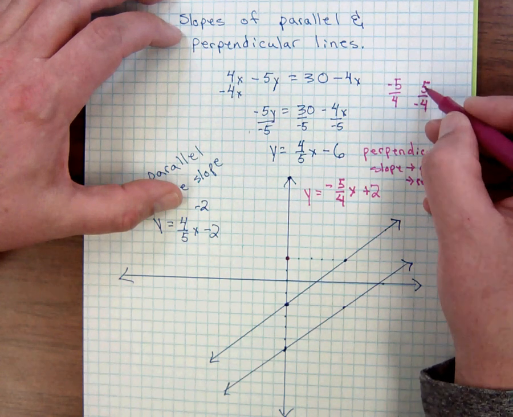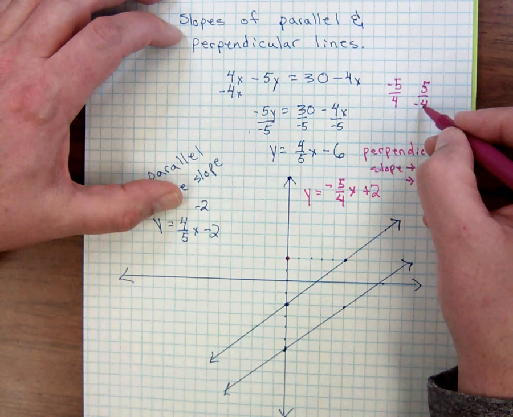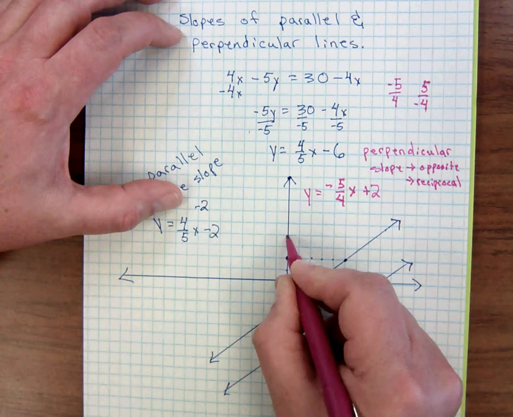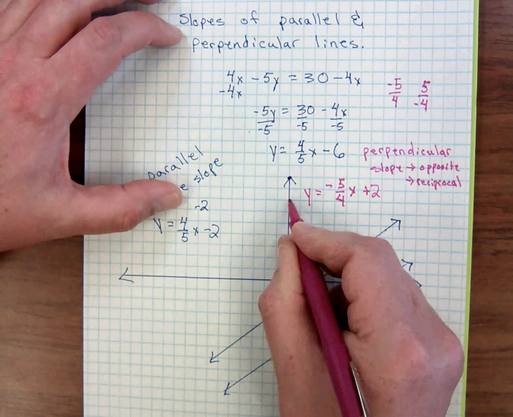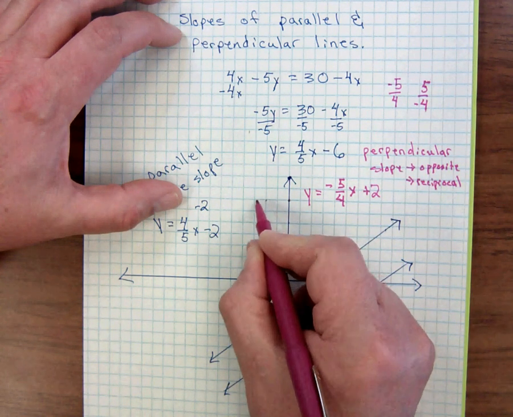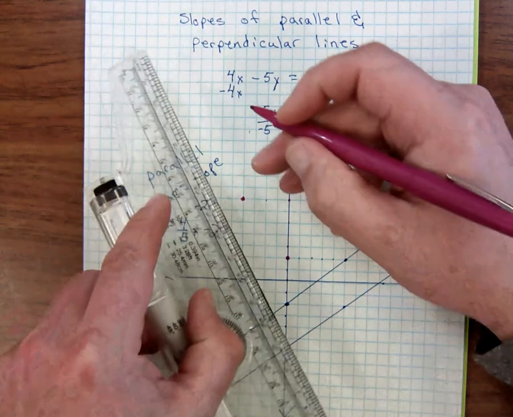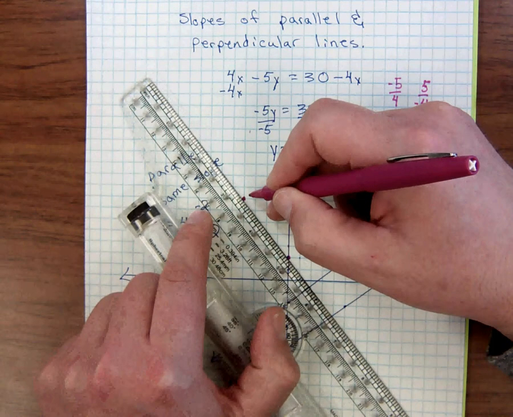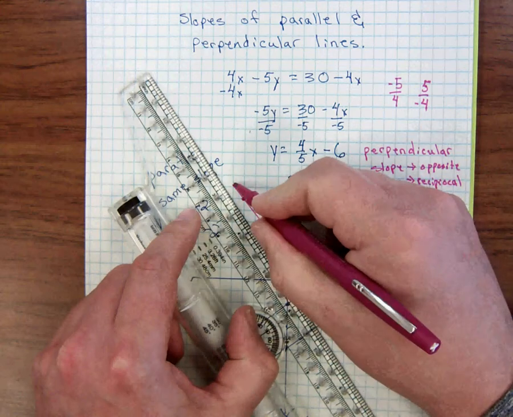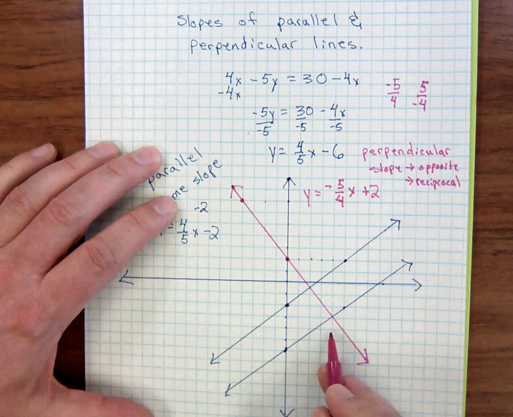Many people like to think of their rise as a positive result. And then our run, in this case, would be to the left 4. So if we did that, 1, 2, 3, 4, 5 for our rise, and our run would be -4, so left. There are 2 points. Line them up. And since both of those lines are parallel, this one line is going to be perpendicular to those.